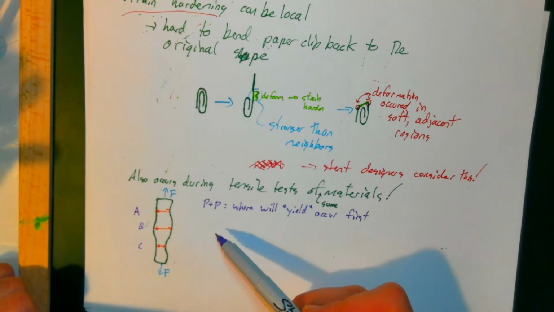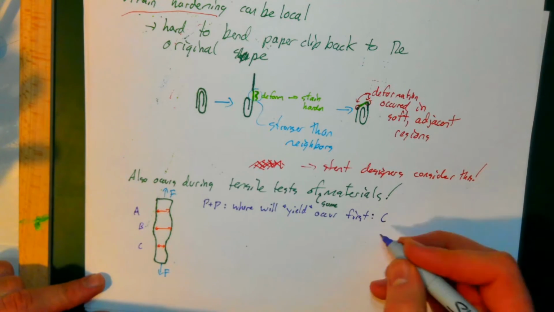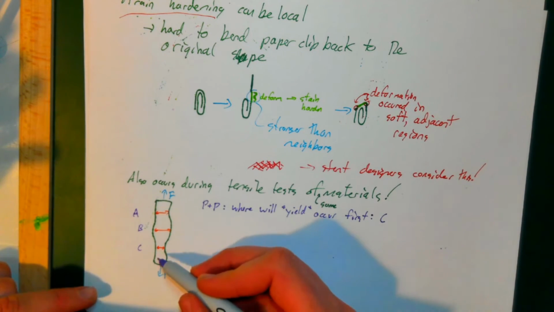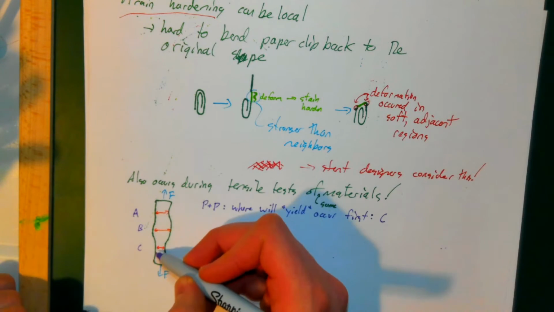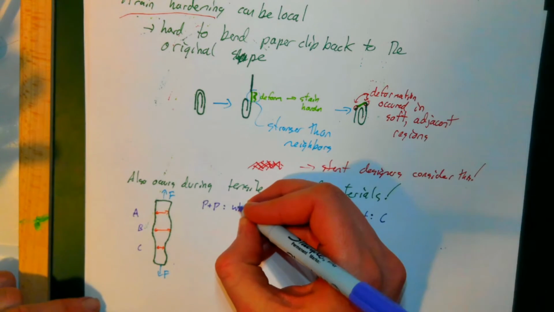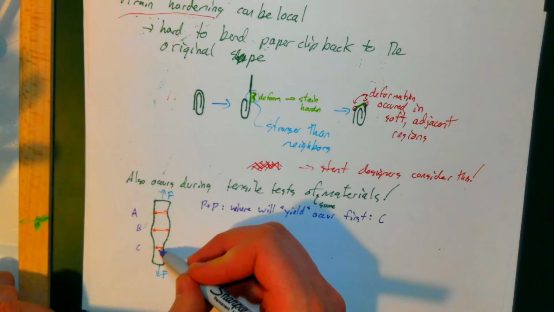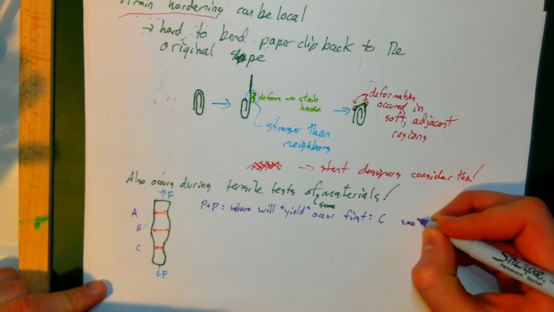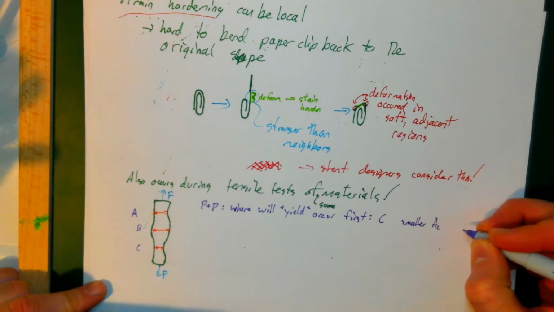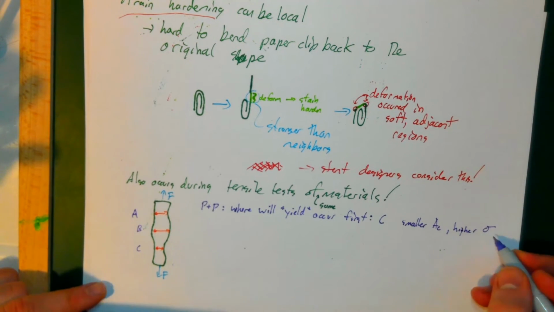Well, hopefully you've had a chance to pause and ponder. Yield will occur first in region C, right? Region C has the smaller cross-sectional area compared to A and B, and the smaller the cross-sectional area, the higher the stress, right? So smaller cross-sectional area, higher stress.